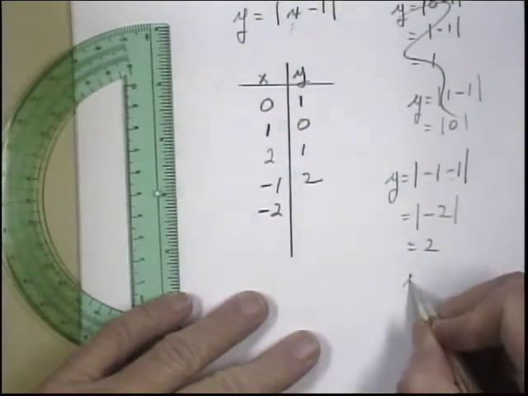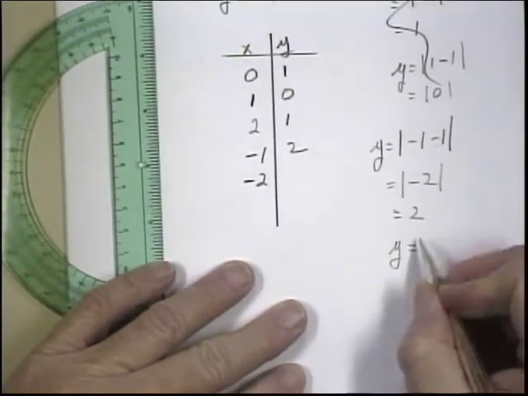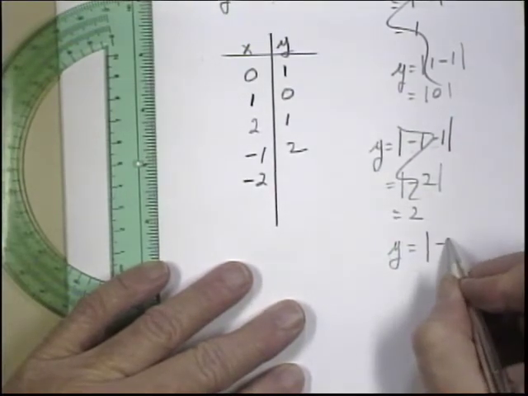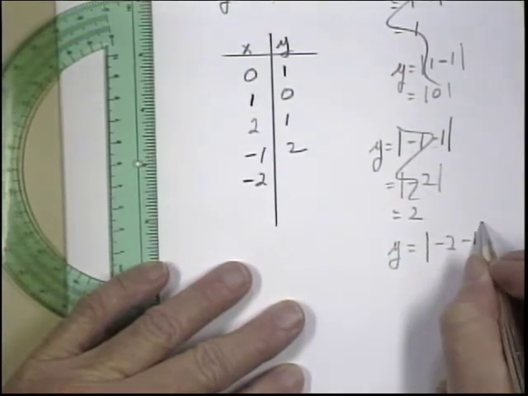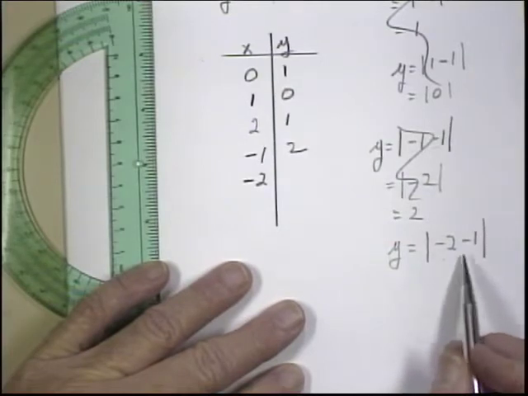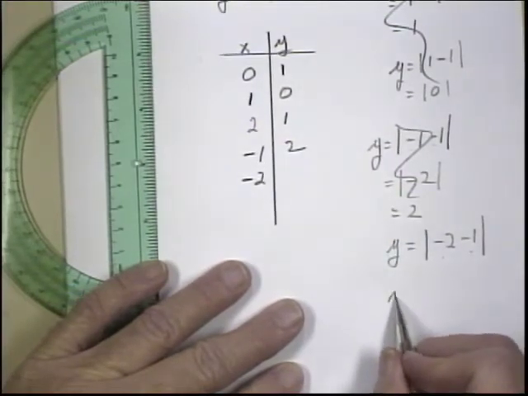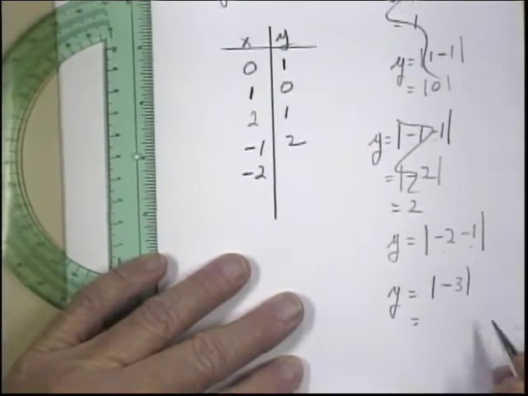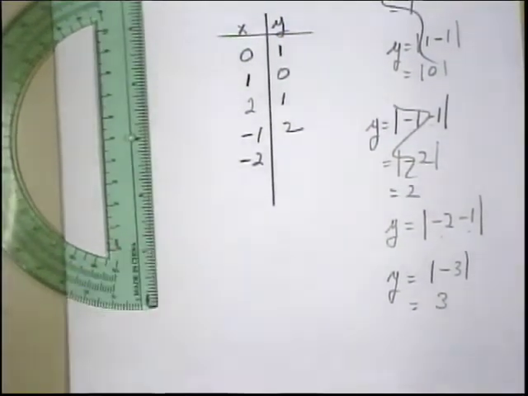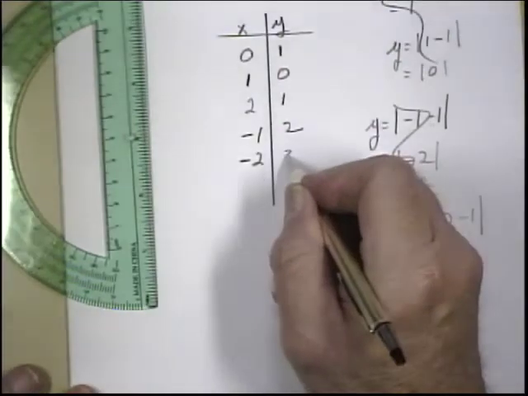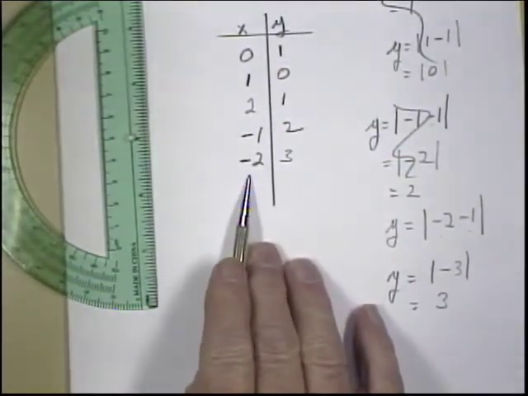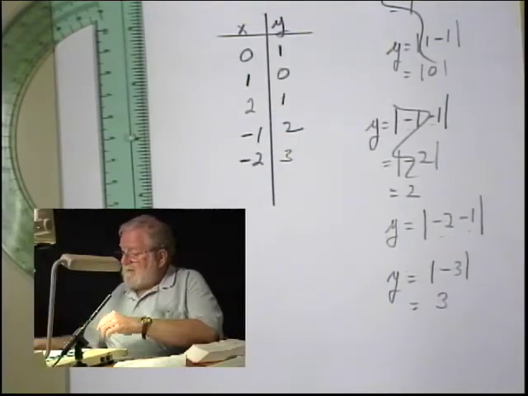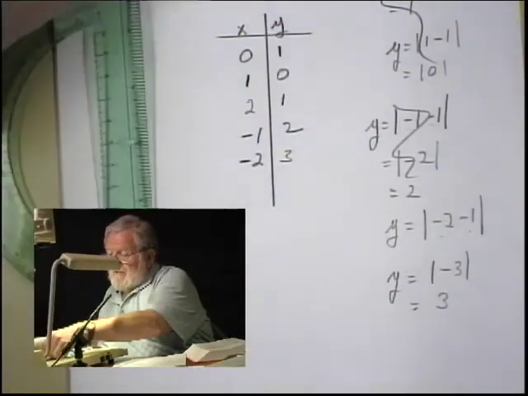So we'd have y equals, I'll cross this out so we don't get confused, the absolute value of minus 2 minus 1. Minus 2 minus 1 is minus 3. And the absolute value of minus 3 is 3. So when x is minus 2, y equals 3. So we've generated some ordered pairs. We can now graph those ordered pairs.